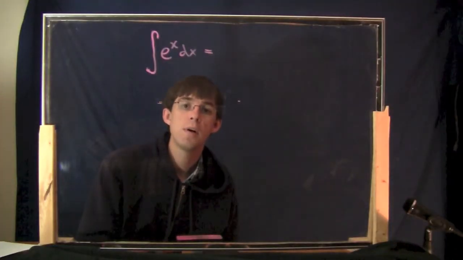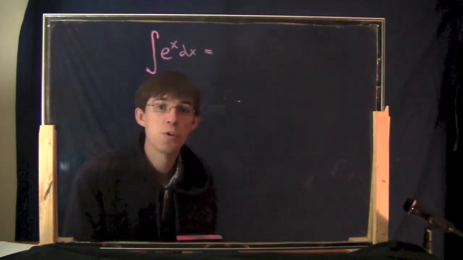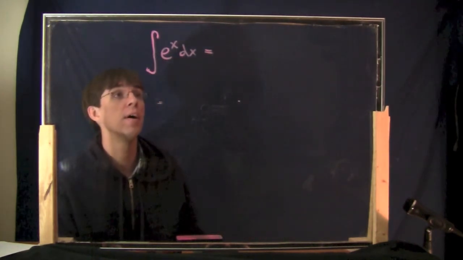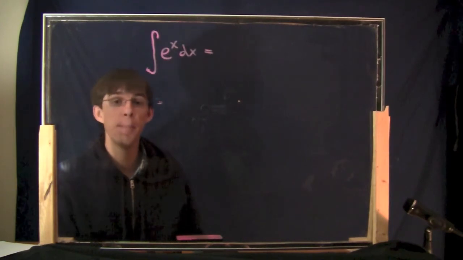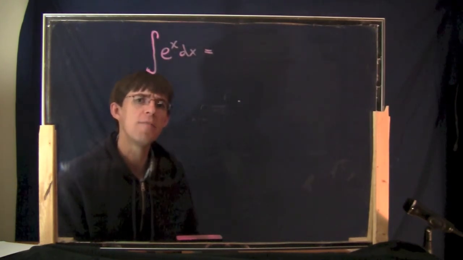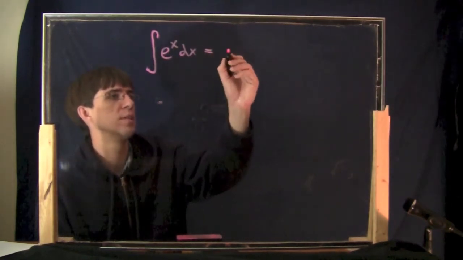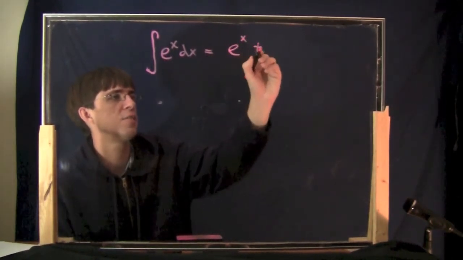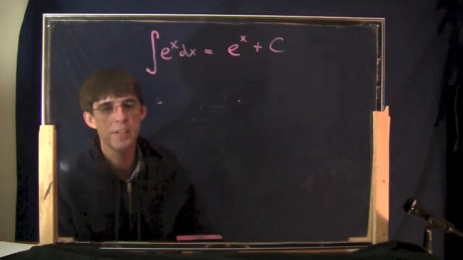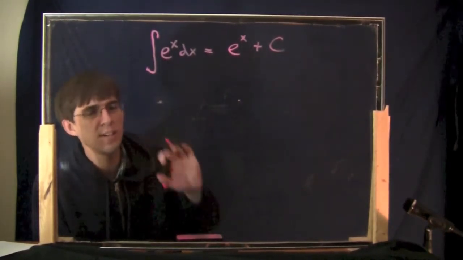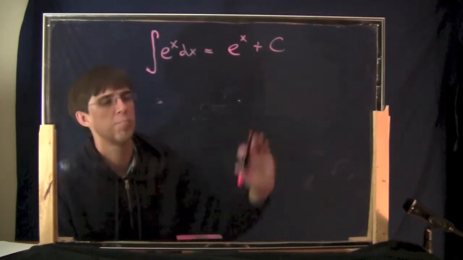Okay, so far we've talked about mostly just powers of x. What about exponential functions, the antiderivative of e to the x? You got to ask yourself, what is a function whose derivative is equal to e to the x? Well, the answer is easy. It is e to the x. That's what's so great about e to the x: the derivative of e to the x is e to the x. So automatically the antiderivative of e to the x is e to the x plus c.